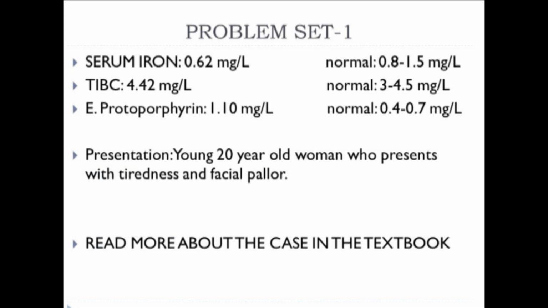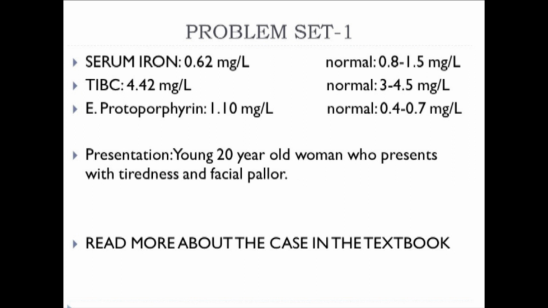So in this first problem set, we have a serum iron of 0.62 milligrams per liter. The normal is 0.8 to 1.5. So clearly there's a deficient iron. But again, remember, iron is not a really reliable indicator. Let's look at the total iron binding capacity. It's 4.42, so it is within the normal range. The erythrocyte protoporphyrin is 1.1 milligram per liter. The normal is 0.4 to 0.7, so the EP is slightly elevated.